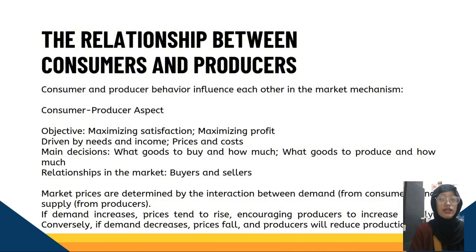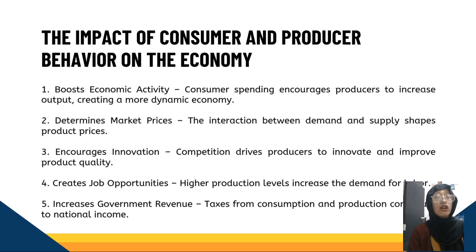Market prices are determined by the interaction between the demand from consumers and the supply from the producer. If the demand increases, price tends to rise, requiring production to increase supply. Conversely, if demand decreases, prices fall and the producer will reduce production.